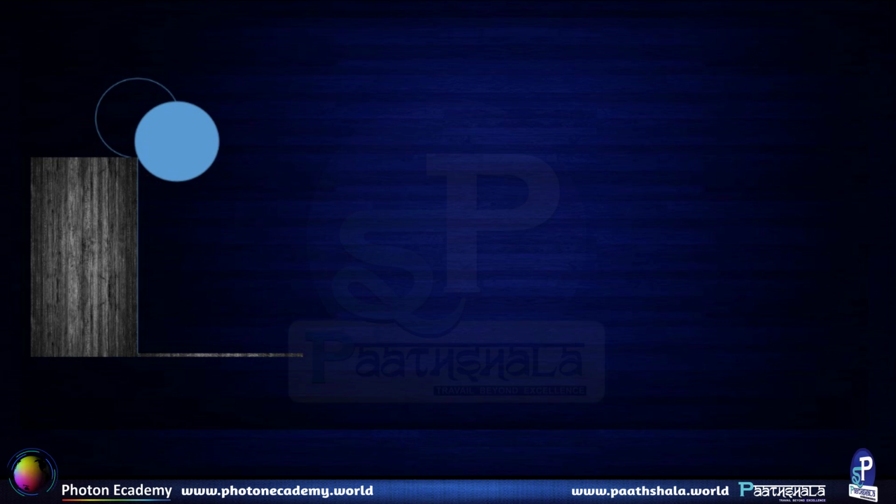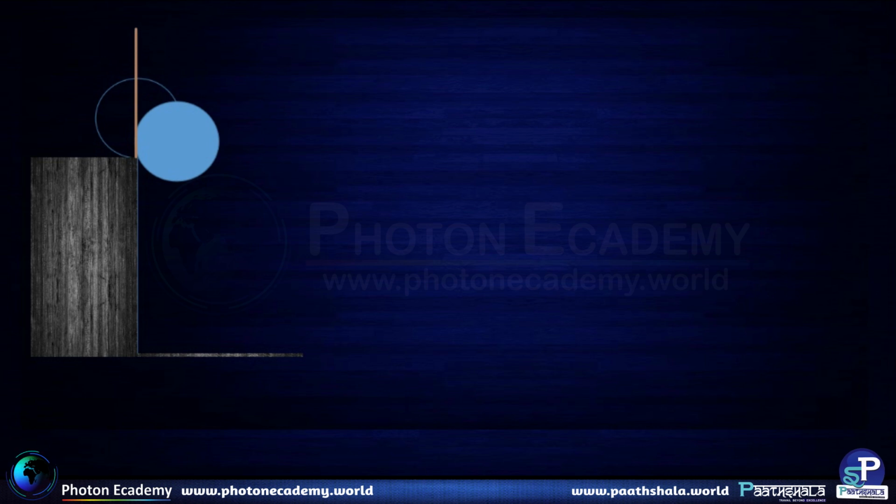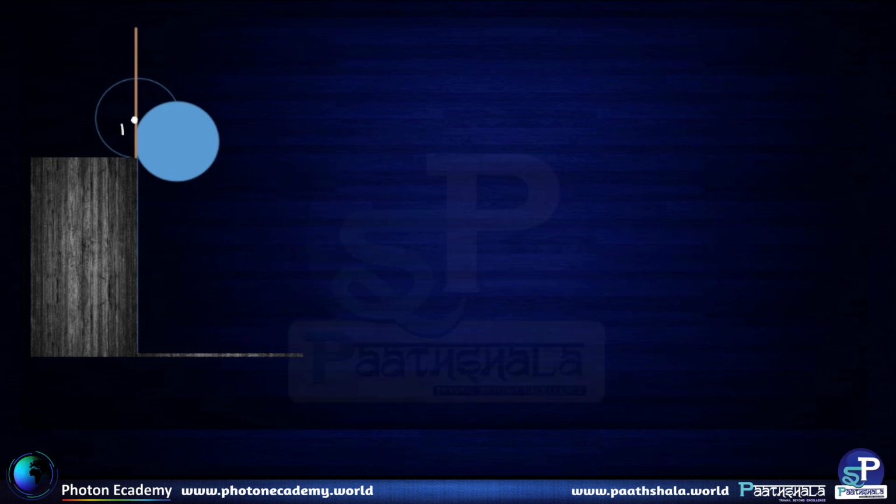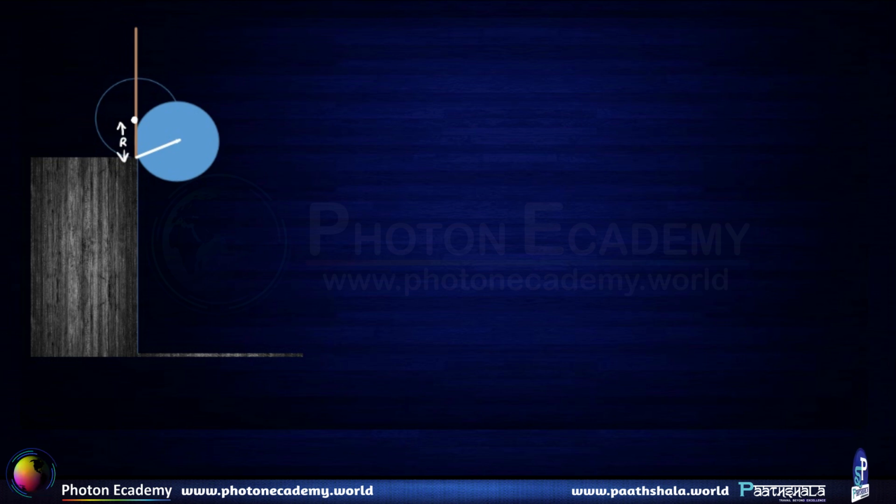So let me draw the vertical line from which it starts to topple. So this is the initial position of the center. This is the center, let us say, of the object, and this happens to be the radius. Alright, so when this object turns by an angle theta, then now the center happens to be situated over here.